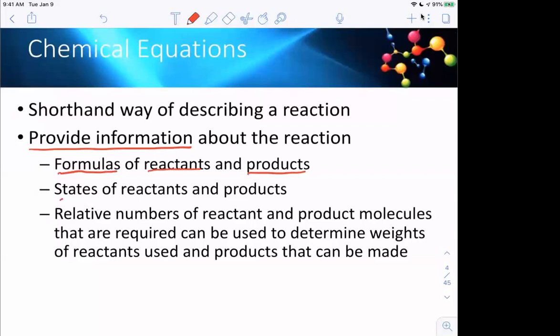We also indicate the states of the reactants and the products, and that's going to be whether it's a solid, a liquid, a gas, or if it's an aqueous solution, which means it's dissolved in water. And then we have the relative numbers of reactants and products that are required. And this can be used in our mathematical treatment of what happens within a chemical reaction, which is the field of stoichiometry.